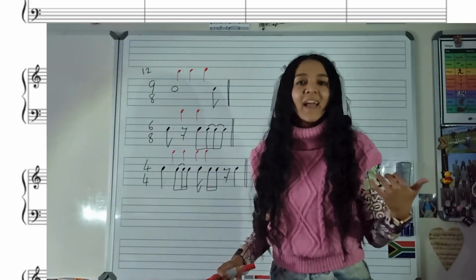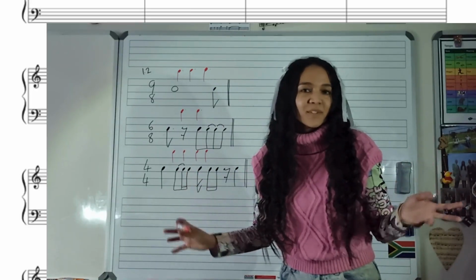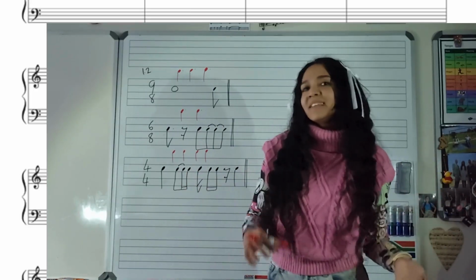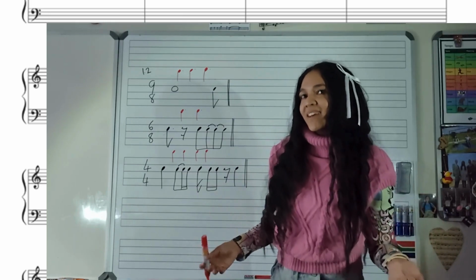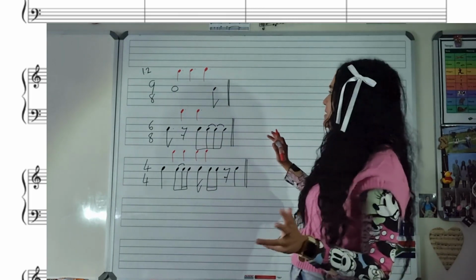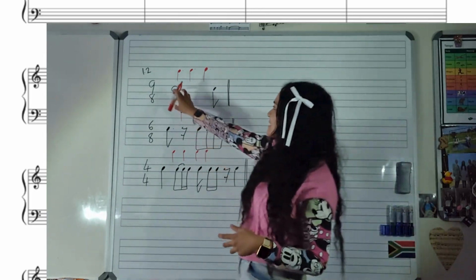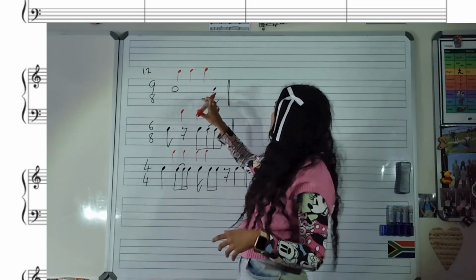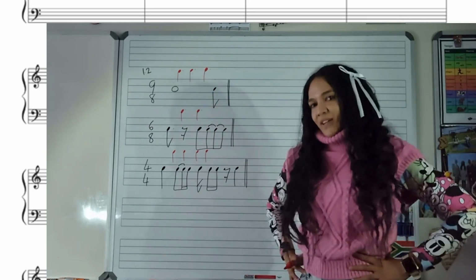Do your rough work, and if you do make use of this draft opportunity, your final work will be neat, systematic, and correct. So, according to 9/8, we need 3 dotted crotchet beats. Now, what's happening here? Everything is tied up in a big fat semibreve, and we have a lonely quaver.